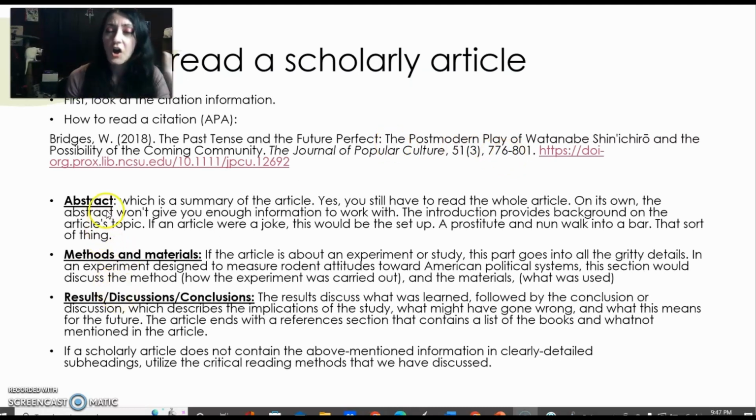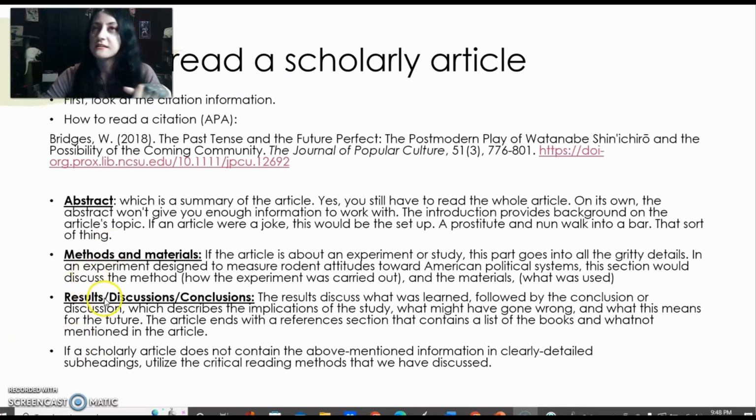Now, almost all academic articles are going to have an abstract. I recommend before you start actually reading the paper, read the abstract, because the abstract is a summary of that paper. And that can give you a good idea as to, hey, this is useful to me, or hey, this is not useful for me, and I should just move on.